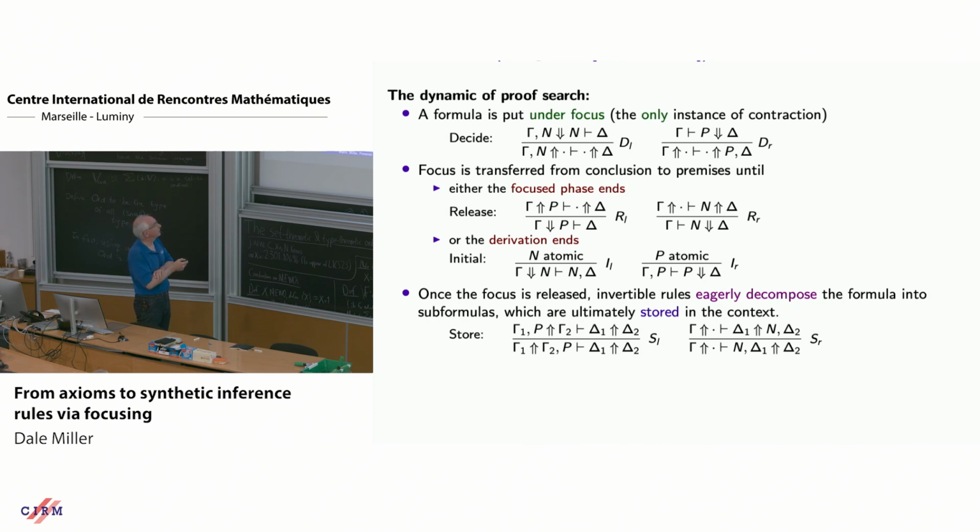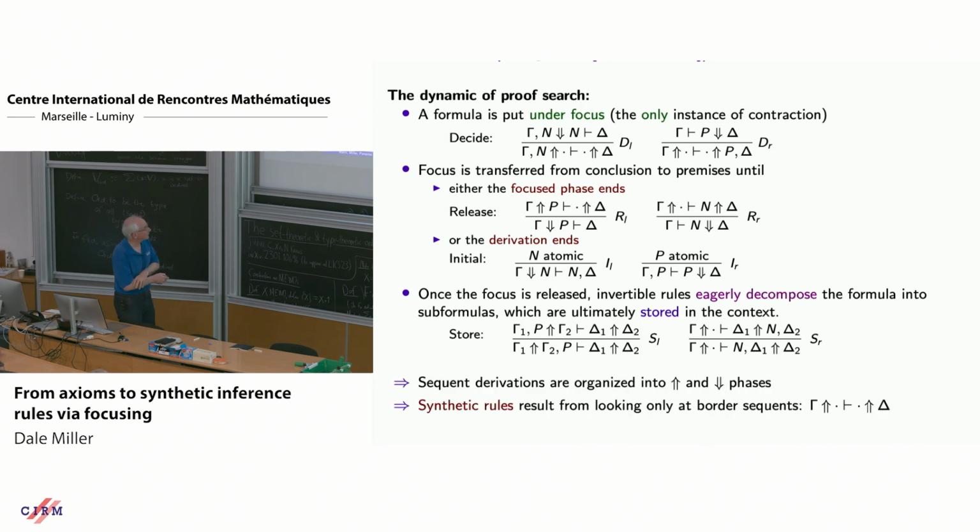So as I was mentioning, once the focus is released, you do these invertible rules in a very eager fashion until you're done. And then at that point, anything that's not easy to do, I move it into storage. That's what we say here. We move this P, which is not invertible in this situation, into storage outside. And here I take a negative, no, I have that P should be an N, and that N should be a P, sorry. So we're storing the things that don't belong in that phase because it takes some real work.